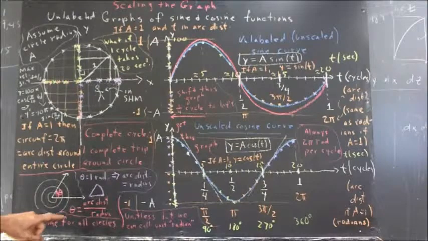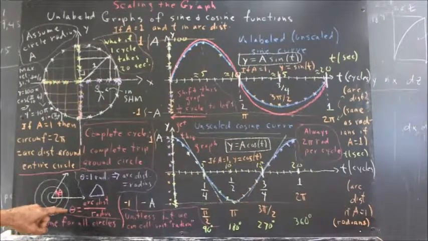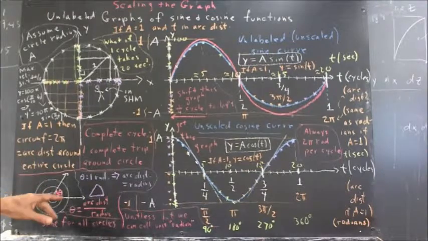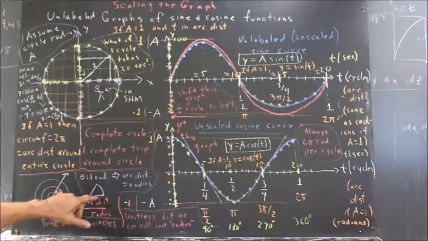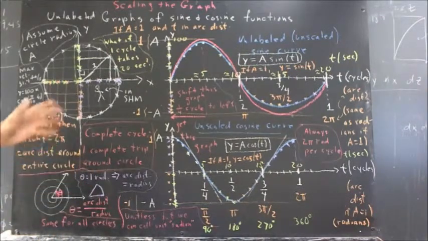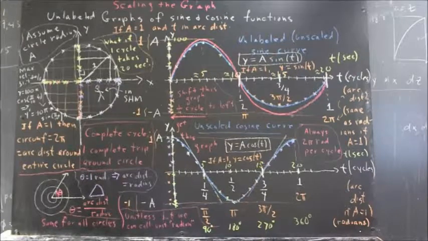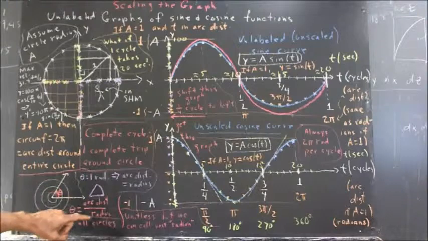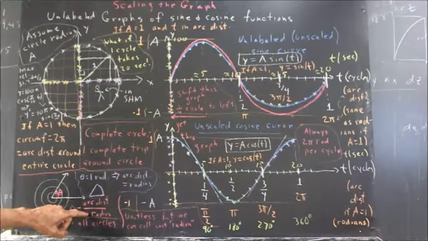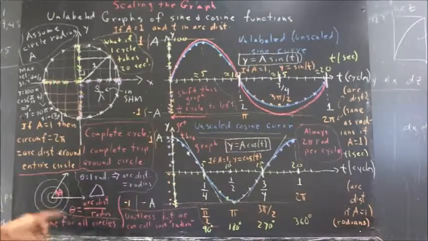So we define theta as, well, if the radius of the circle is 1, theta is just the arc distance. If the radius is bigger than 1, then the arc distance is going to be bigger than the angle in radians, and we correct for that if we divide the arc distance by the radius. So theta is arc distance divided by radius. Arc distance divided by radius is the same on all of these circles.